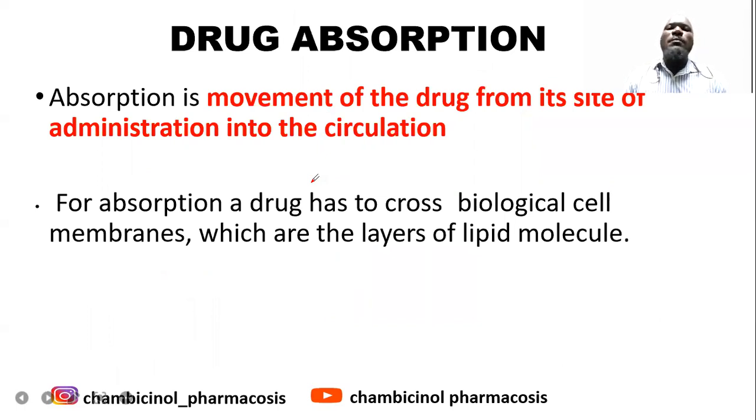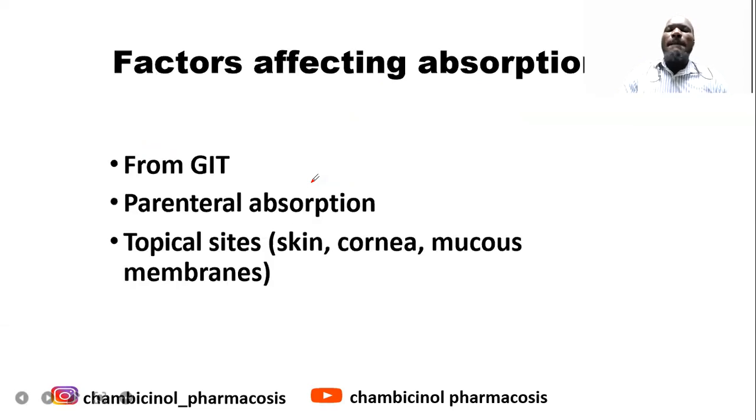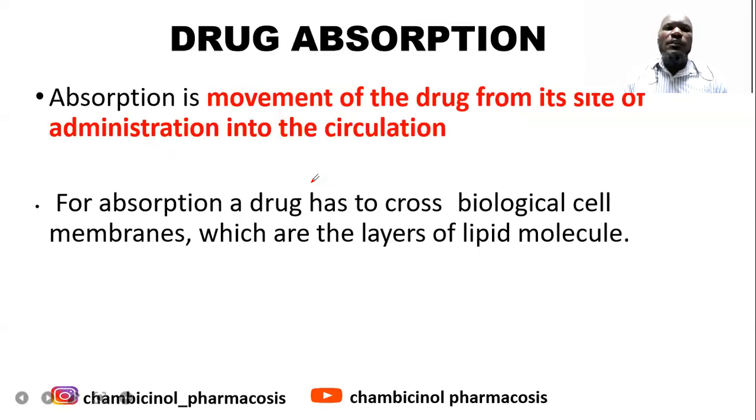Because it is moving from the site of administration into the systemic circulation, it has to cross the biological membrane so that it can reach the systemic circulation. And we know that this biological membrane is lipid in nature. So it is very important for the drug being absorbed across the biological membrane to be lipophilic in nature. Because the drug is crossing this biological membrane, there are different factors that can affect the process of absorption of the drug at the time when it is crossing through the biological membrane.